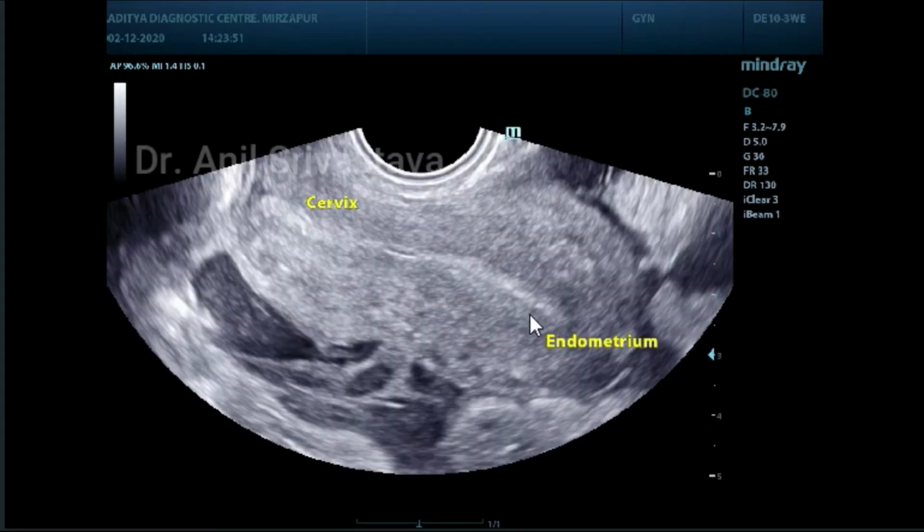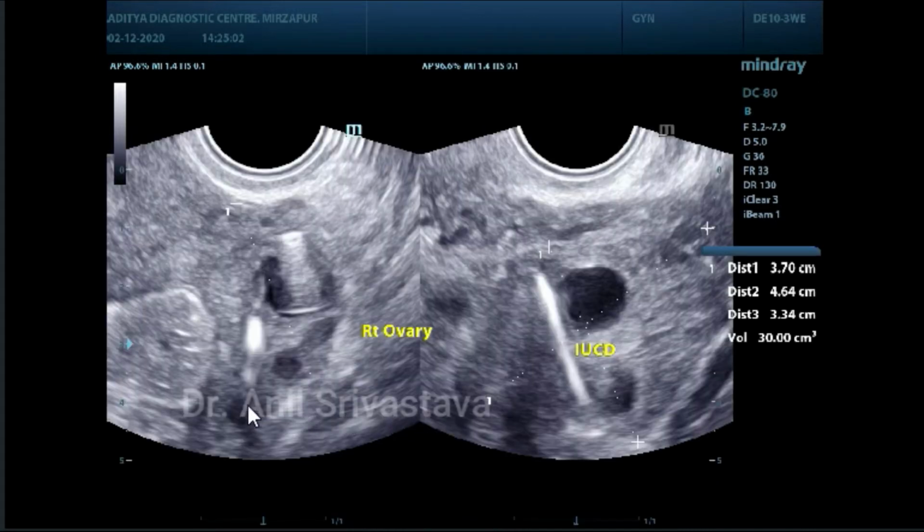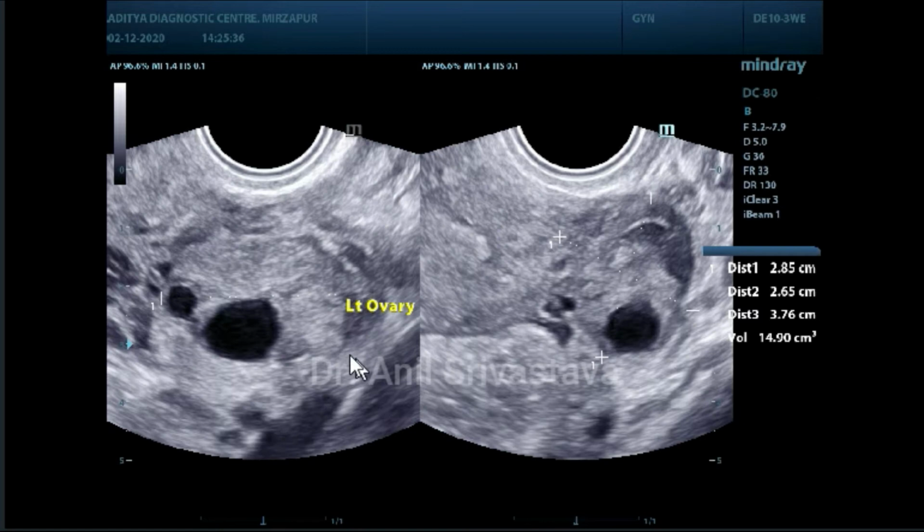This is endometrial cavity. This is cervix, endocervical canal, endometrial cavity. No IUCD is seen in the uterus. When I scanned right ovary, the IUCD was lying obliquely in right ovary. This is an IUCD. These are the follicles, right ovary.